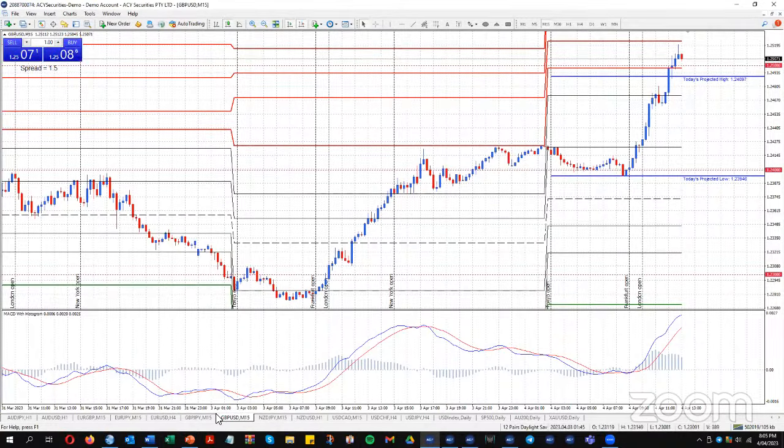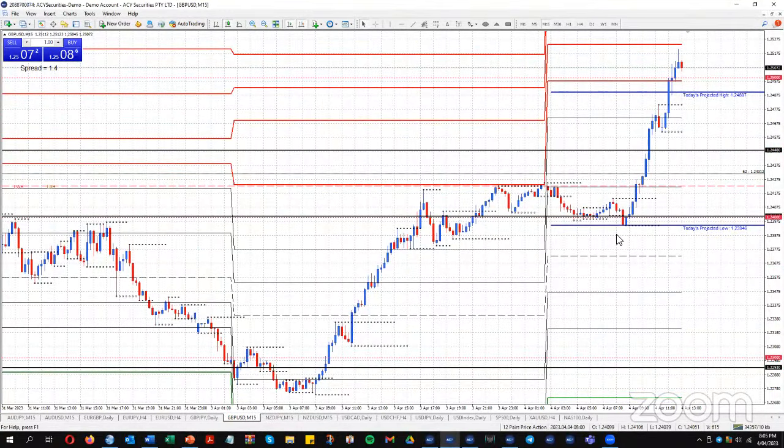Of course, with the pound dollar, the critical level to watch is that 124.48 level. Here it is. If we keep existing above there, we're going higher on the pound dollar.